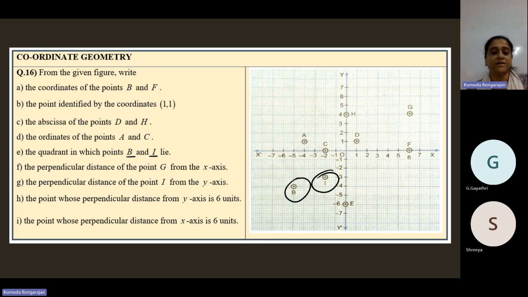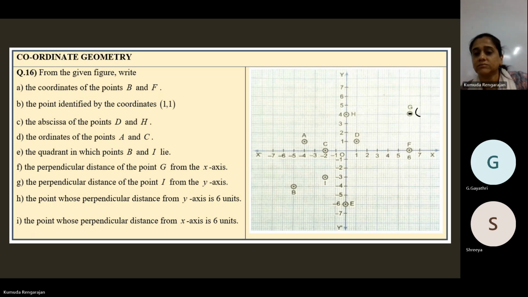The perpendicular distance of G from x-axis. Where is G? This one. What's the address of this point? Six comma 4. The first number represents the perpendicular distance from the y-axis. This number represents the perpendicular distance from the x-axis. So what's the perpendicular distance from the x-axis? 4 units. You were right. Correct.